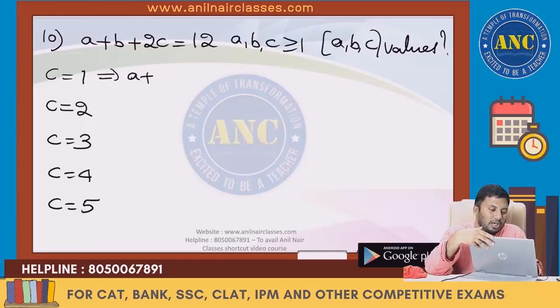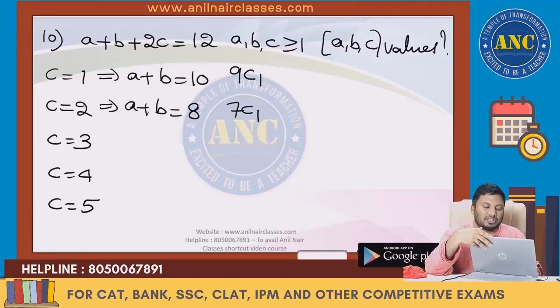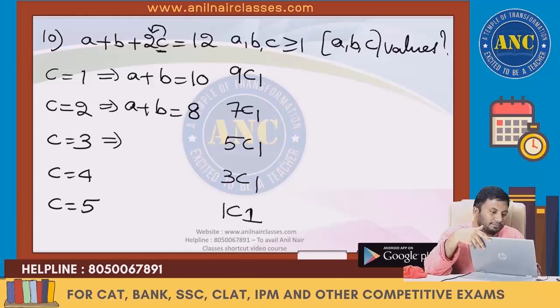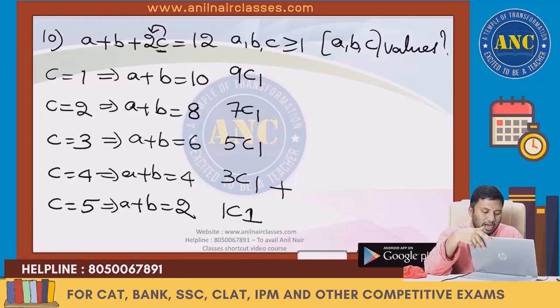If C is 1, A plus B becomes 10, which is nothing but 9C1. If C is 2, A plus B becomes 12 minus 4, which is 8, nothing but 7C1. The coefficient of C is 2, so every time there is a decrease of 2: 9C1, 7C1, 5C1, 3C1. Next is 1C1, which is A plus B equals 2, then A plus B equals 4, then A plus B equals 6. So add all the values.